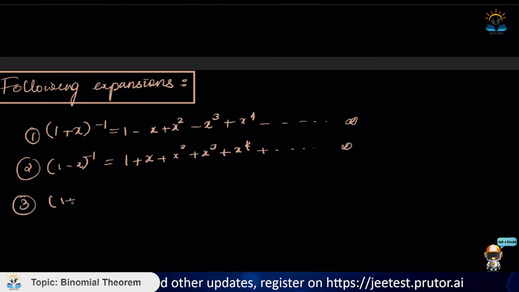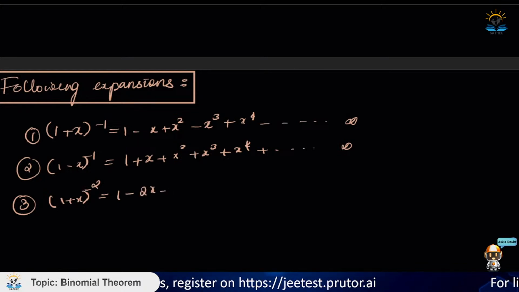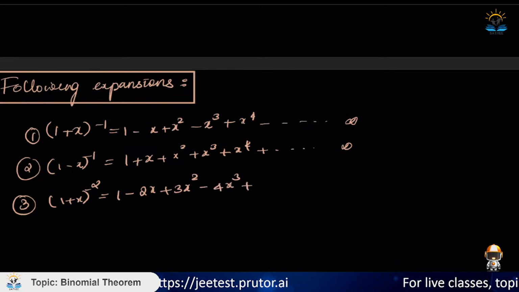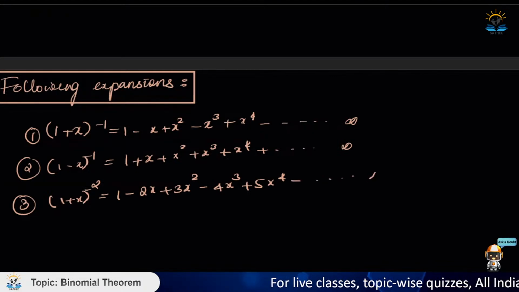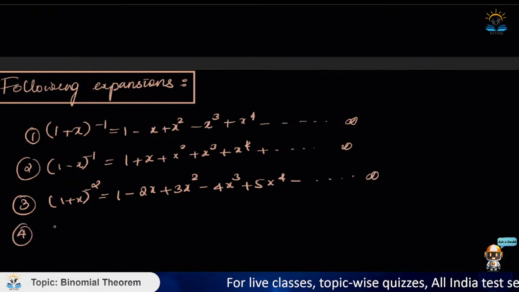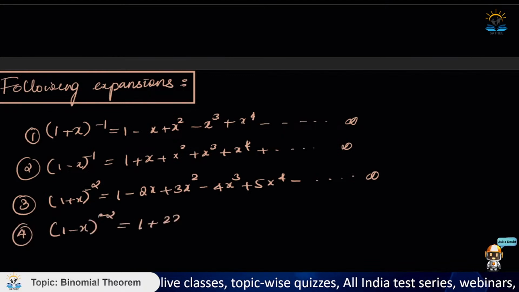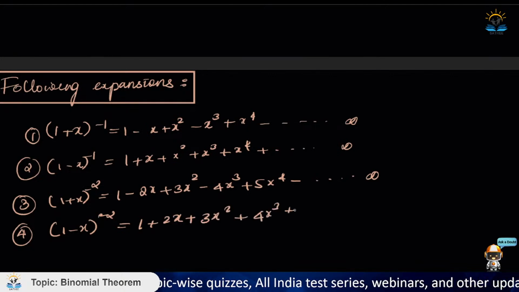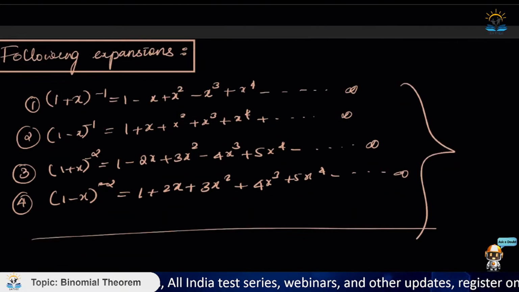The third one: (1 + x)^(−2) is 1 − 2x + 3x² − 4x³ + 5x⁴ − ... the signs alternate, till infinity. Then the fourth one: (1 − x)^(−2) is 1 + 2x + 3x² + 4x³ + 5x⁴ + ... till infinity. It goes on like this and stretches.